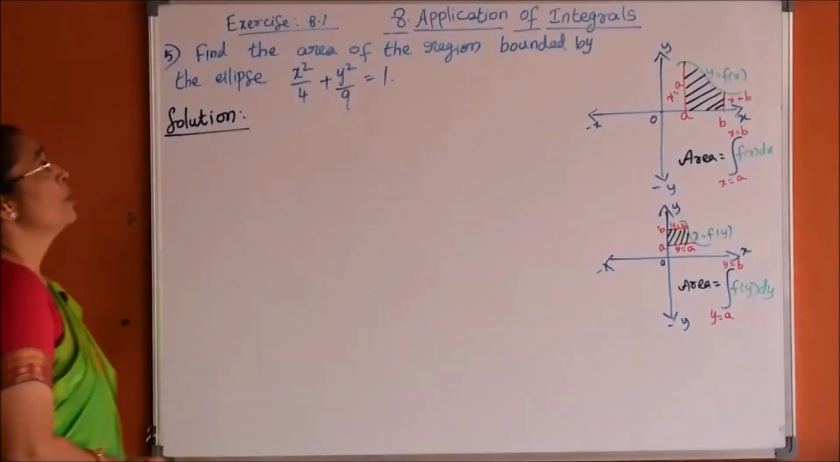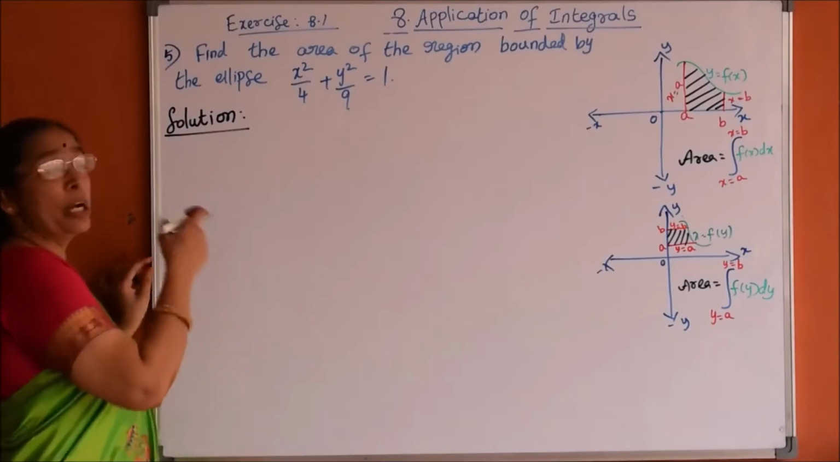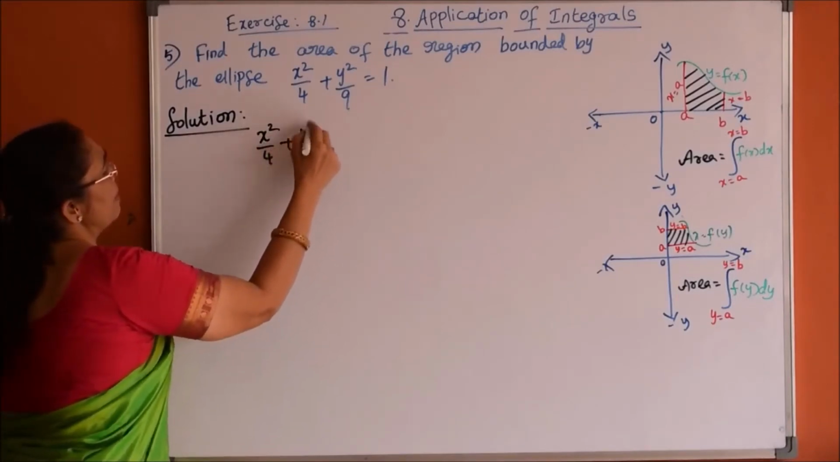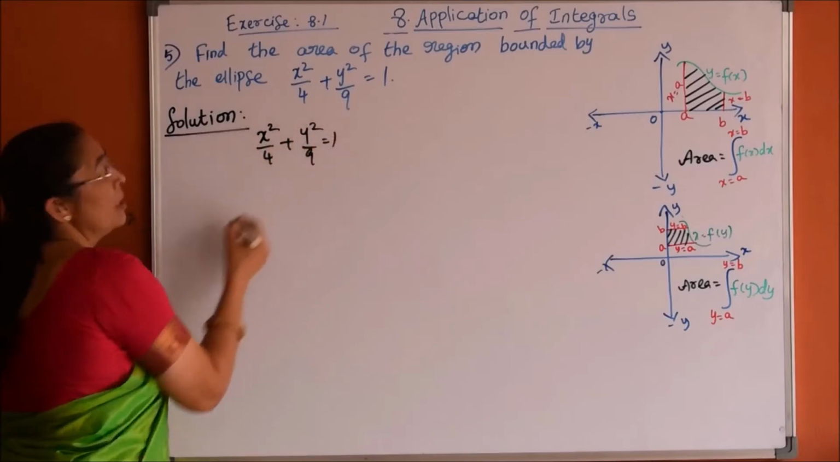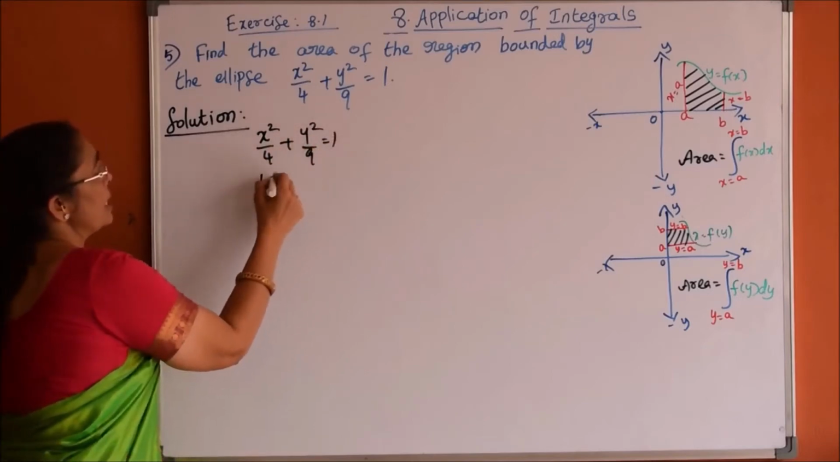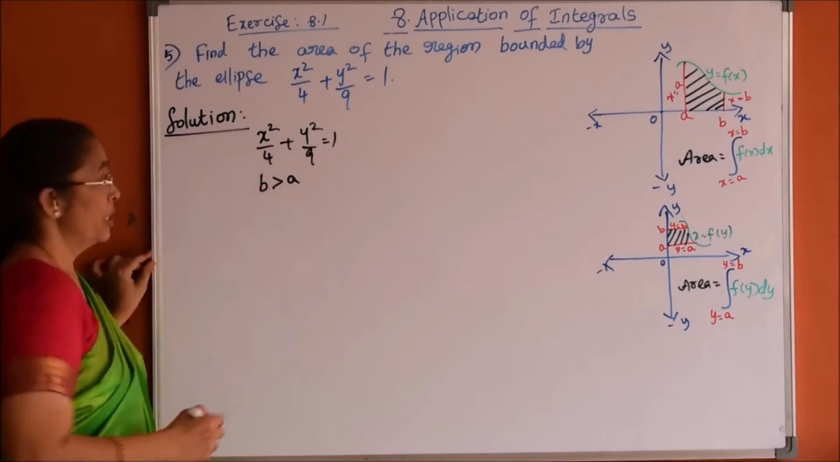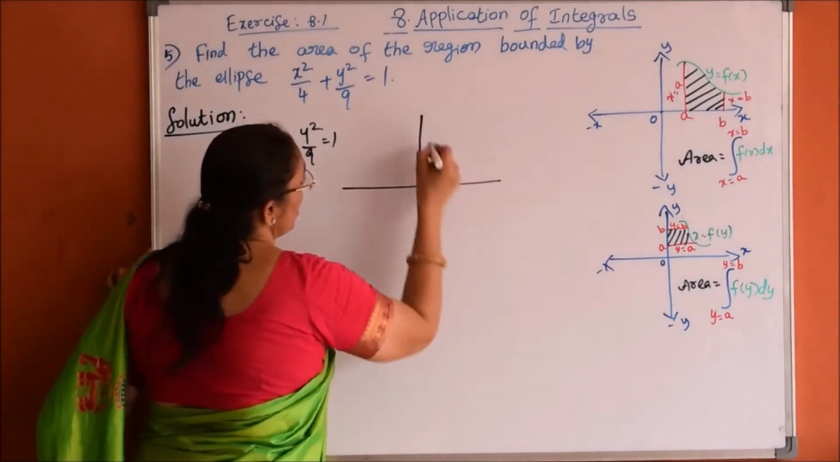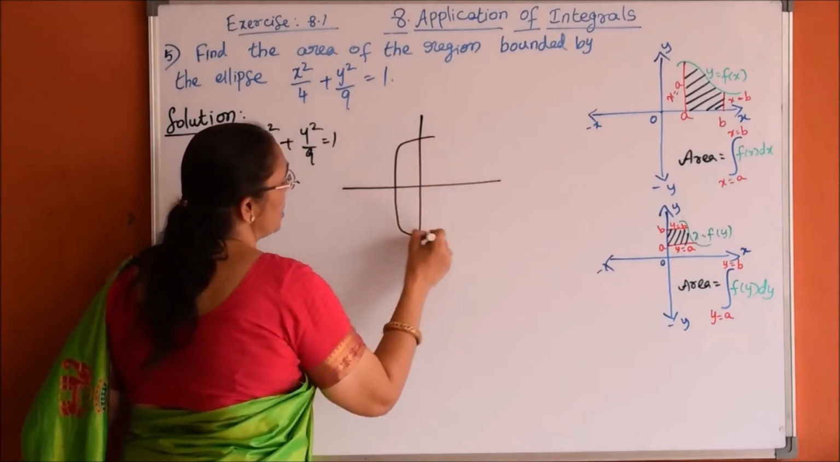Fifth problem. Find the area of the region bounded by the ellipse x square by 4 plus y square by 9 is equal to 1. Here the b value is greater than the a value. Therefore, the ellipse is symmetric about the y axis. It is the second form of ellipse. Your ellipse is in this form.